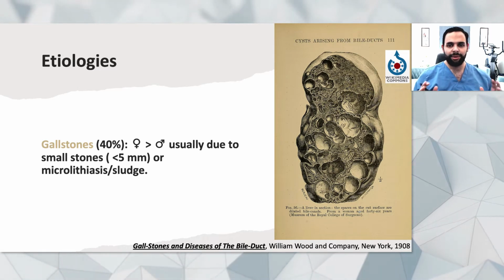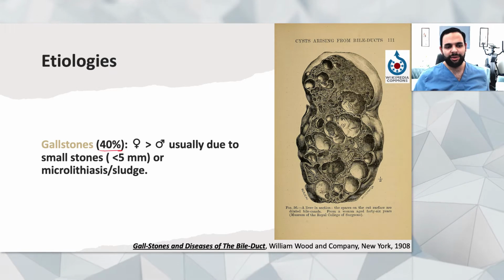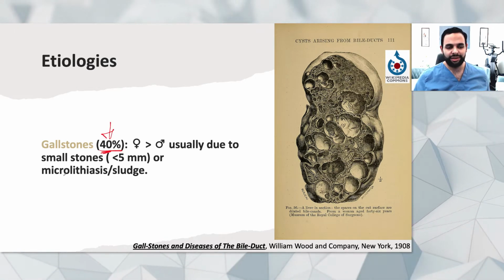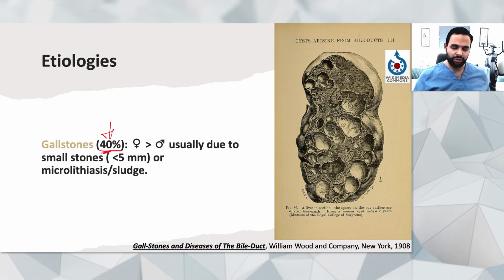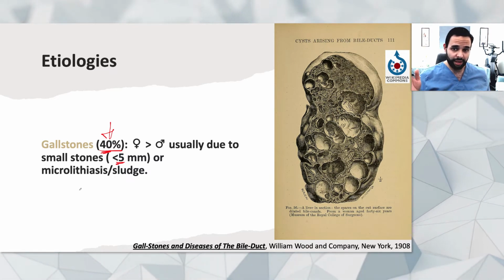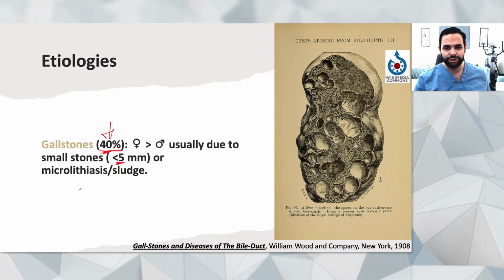So let's talk about the etiologies. In 40% of the cases, of course, this is USA statistics, this is the most common cause of pancreatitis. It's gallstones. It's more in females than it is in males, and it's usually due to smaller stones, the sub-centimetric ones. In fact, usually less than 5 millimeter. And we call those microlithiasis in sludge.